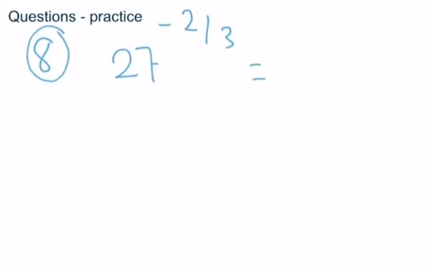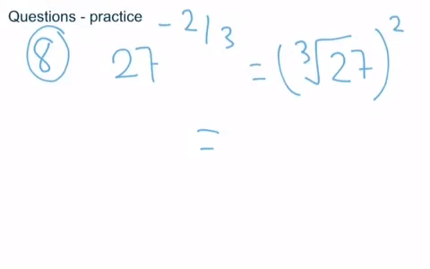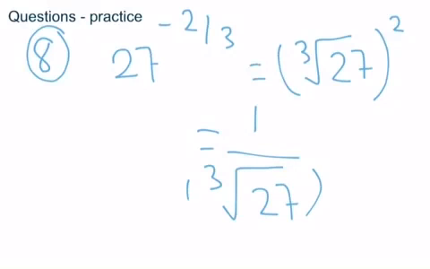So for 27 to the power of 2/3, the bottom of the fraction is 3, so you take the cube root of the base, which is 27. You raise the whole answer by the top of the fraction in the power, which is 2. And then, because you've got a negative power, you take 1 over that, the reciprocal. So what is 1 over the cube root of 27 squared? Well, we know that the cube root of 27 is 3, 3 squared is 9, so your answer is 1 over 9.